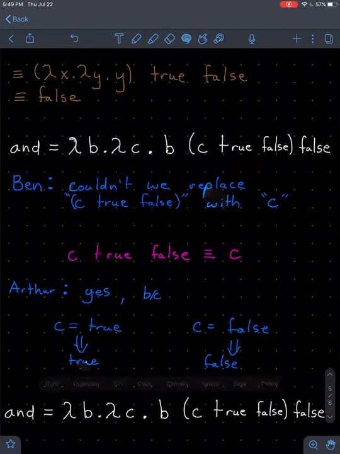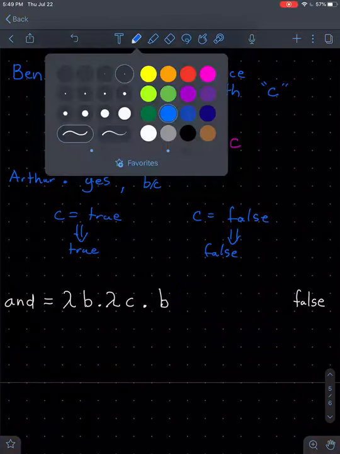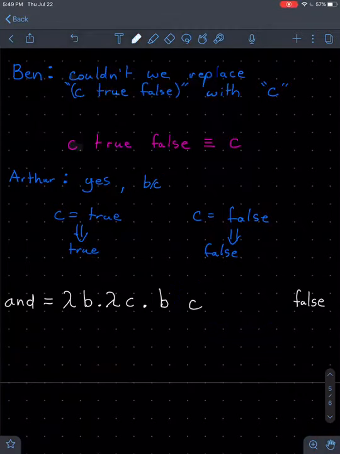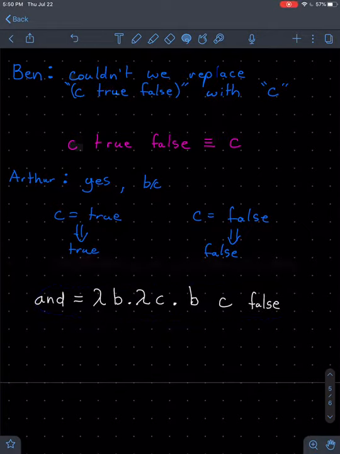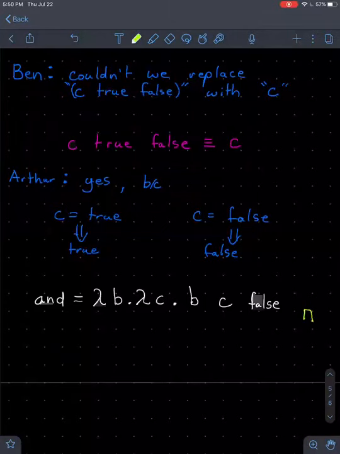So now our final version of and will be replacing that with B on C and false. And that is a final result. That is correct. And that's exactly what we have in the notes too. So good work, guys. Put a nice little QED box down there. Really good work. Good back and forth there.